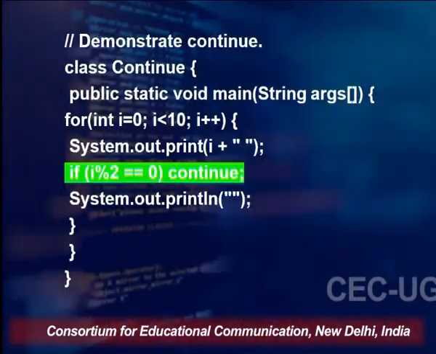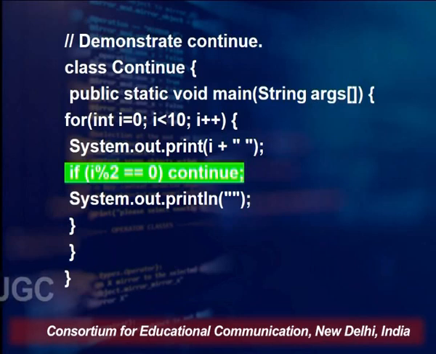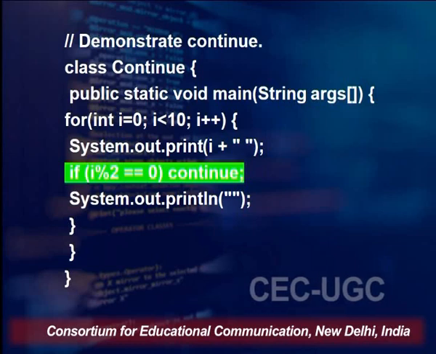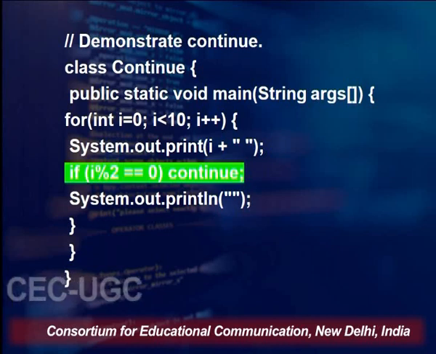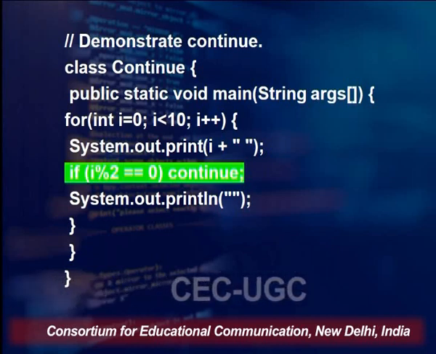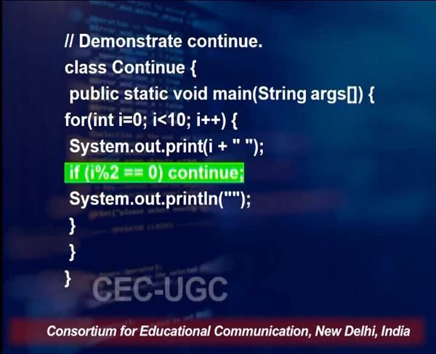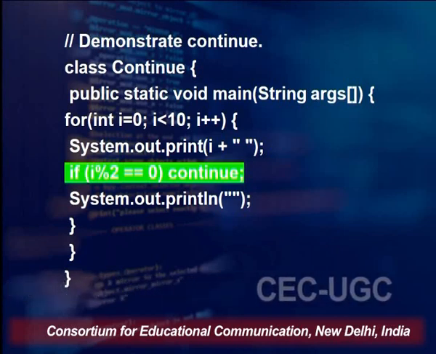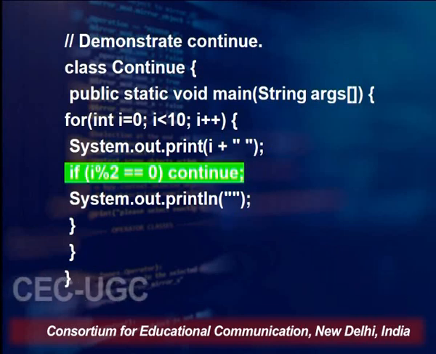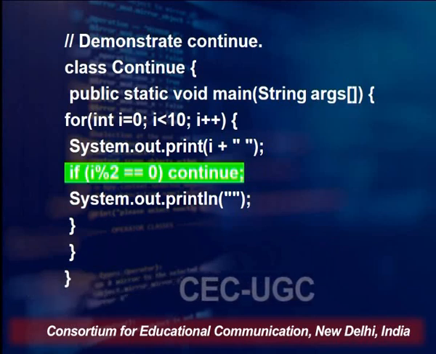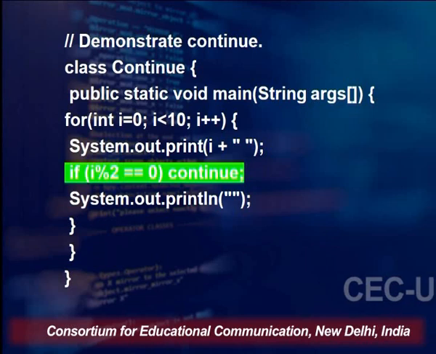Here you can see we have an example in the form of a code snippet which says int i equals 0, i less than 10, i plus plus, system.out.print i, and then a space. If i equals 0, then you need to continue. If i mod 2 is equal to 0, then you need to continue. So this is actually going to skip the printing of the new line character, which is given as system.out.println. ln here stands for new line.